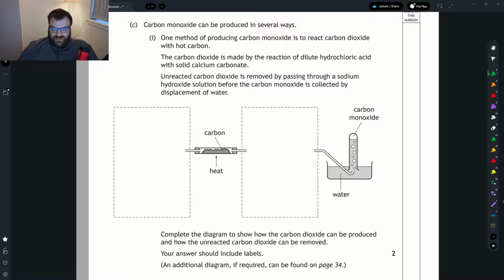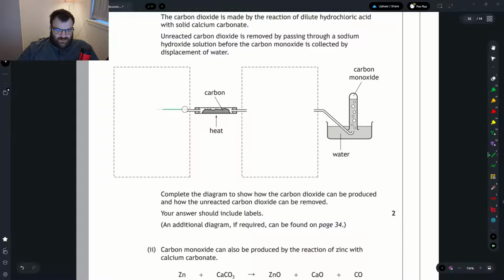We're asked to complete this setup for this reaction. You try and work out where we're up to. One says react carbon dioxide with hot carbon. Carbon dioxide is made by the reaction of dilute hydrochloric acid with solid calcium carbonate. So we want a suitable container.